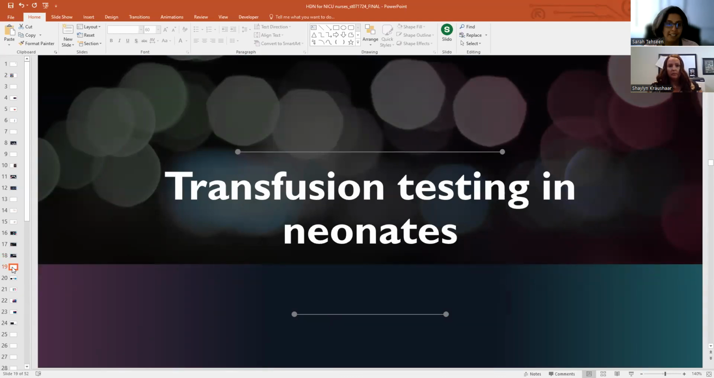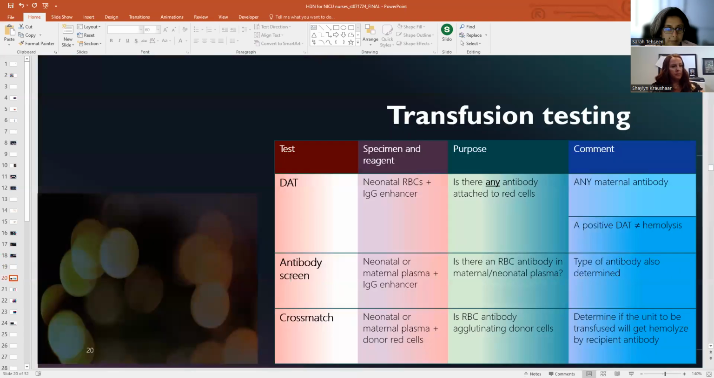So that brings us to transfusion testing in neonates. And after that, I will talk about the complete course of the hemolytic disease of fetus and newborn. So when we talk about transfusion testing in neonates, what does it include? Number one is everyone's favorite, DAT. What is DAT? DAT is just looking at antibodies which are sticking to red cells. And that's all it's doing.